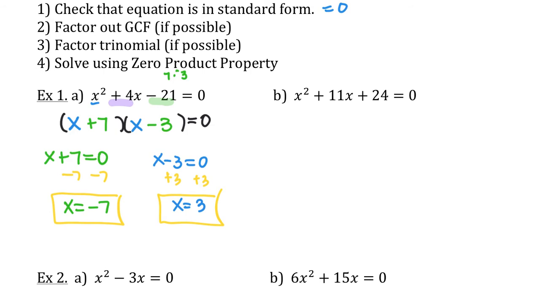Okay, let me go ahead and look at b. I'm going to do the same steps for b. Okay, let's see. x squared plus 11x plus 24. That's standard form. It does equal 0. Now let me see if there's a common factor. There's no number, x squared, x, no x. Okay, so I'm going to go ahead and factor the trinomial.